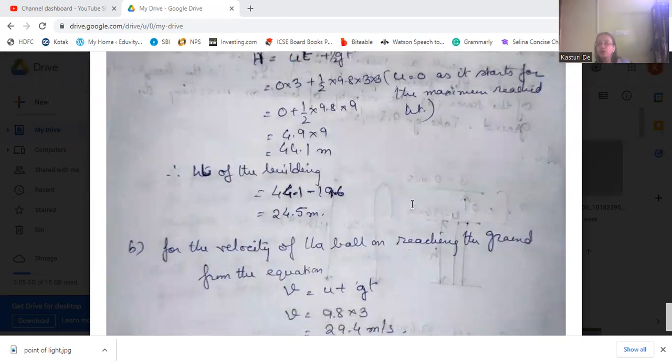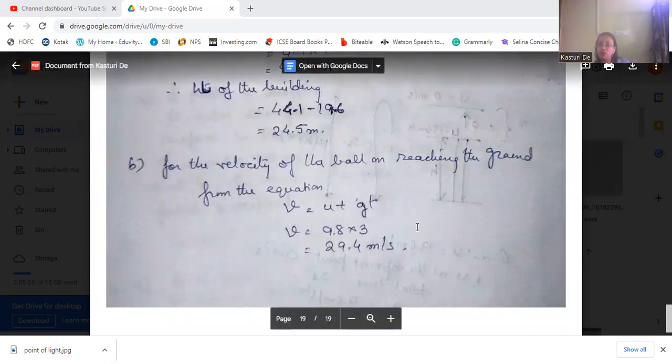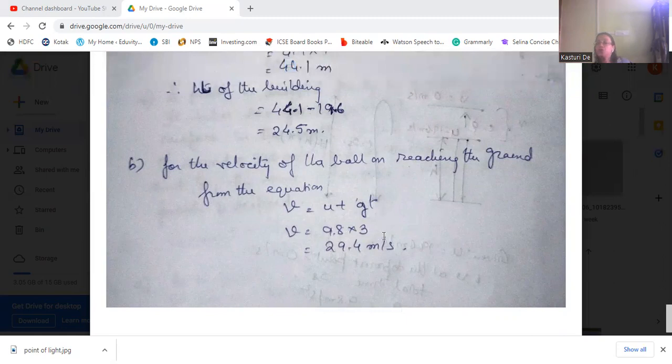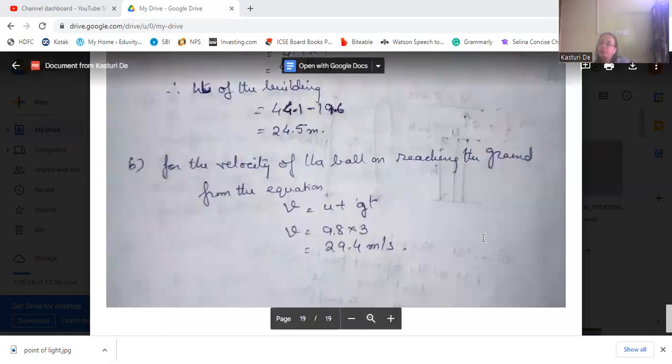Now, for the velocity of the ball on reaching the ground, v is equal to u plus gt, that will be equal to 9.8 times 3, because u is equal to 0. That will be equal to how much? 29.4 meter per second.